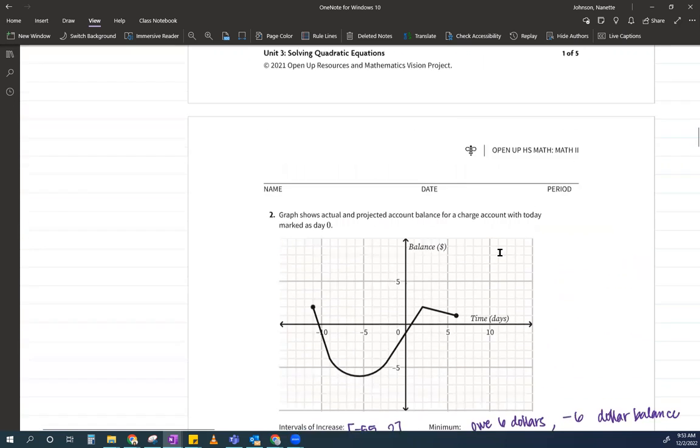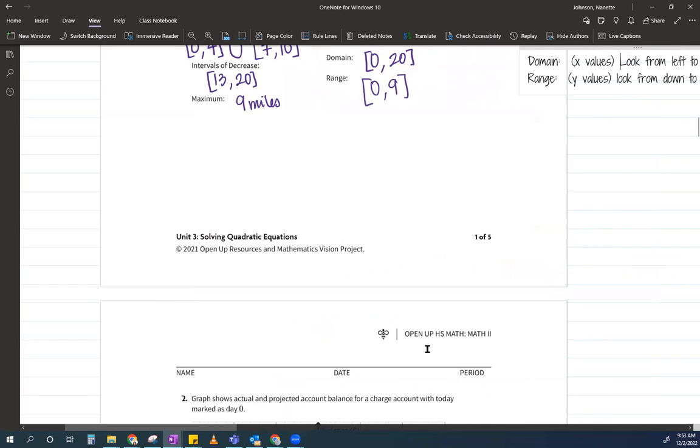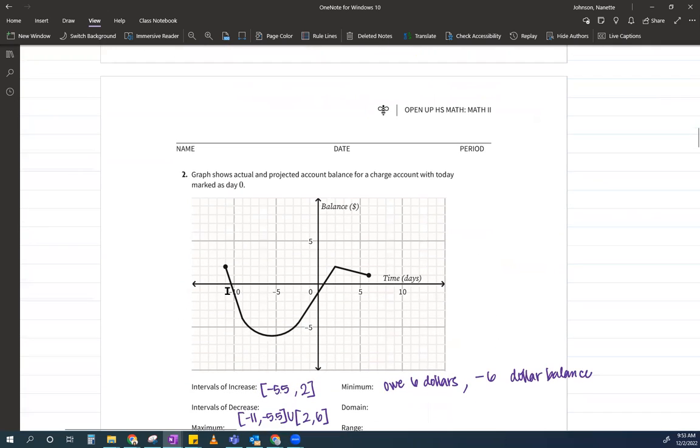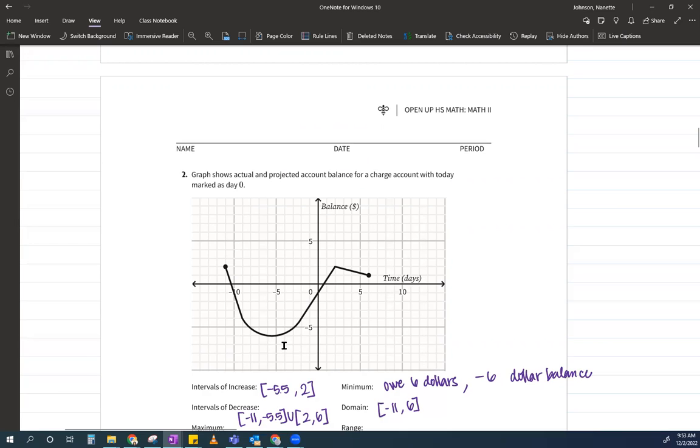Okay. Domain, let me scoot this over so you can see. Domain, we said to look from left to right. So from the left, what is the most left x value? Well, that's -11. And what's the most right x value? Well, that's 6. So -11 to 6, right? And range, we said, look from down to up. What's the lowest value? Well, we said that you were going to owe $6 all the way up to having $2. So owe $6 to having $2 looks like this.